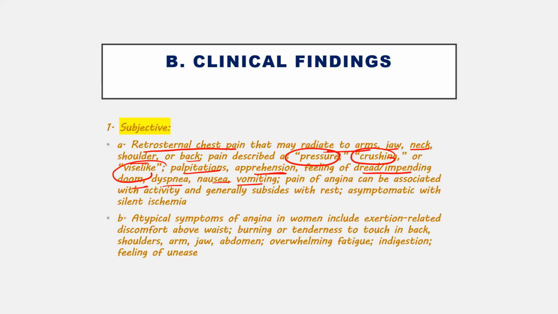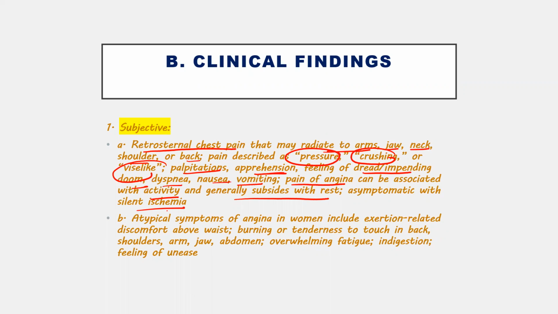Dyspnea, nausea, vomiting, and the pain of angina can be associated with activity and generally subside with rest. Some patients are asymptomatic with silent ischemia, so it depends from patient to patient. If a patient has angina, they will report a pain that radiates to the arms, jaw, and neck, like a pressure or crushing pressure.